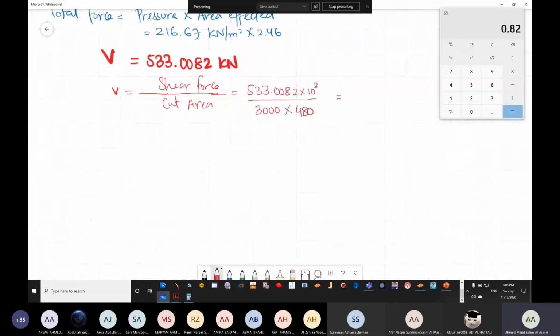So how much is this value now? The shear stress. Asma, how much is it?